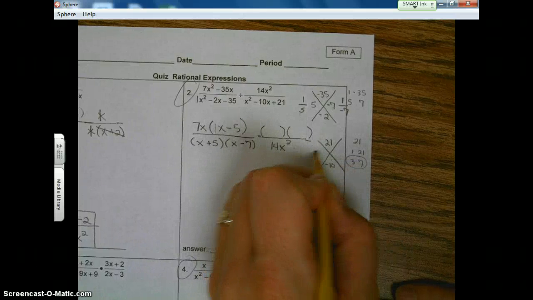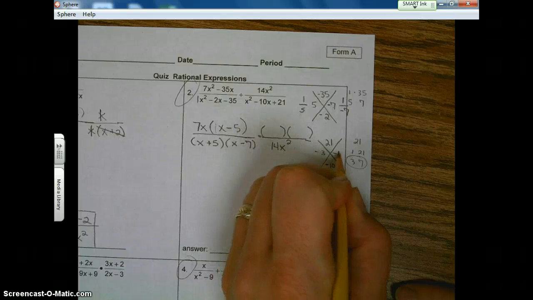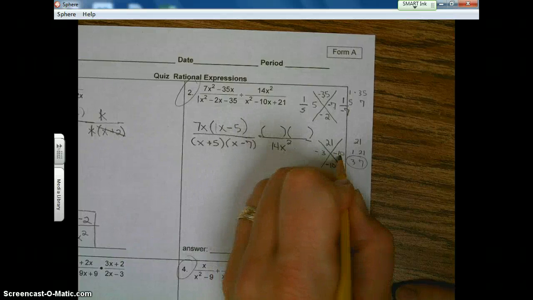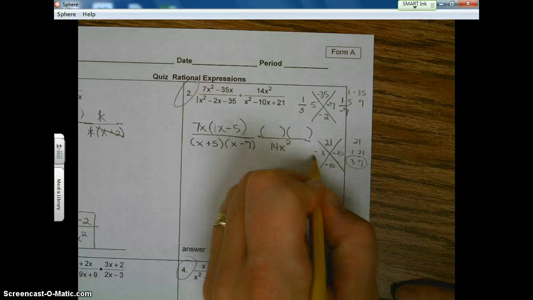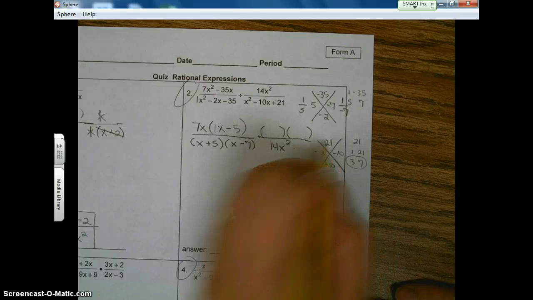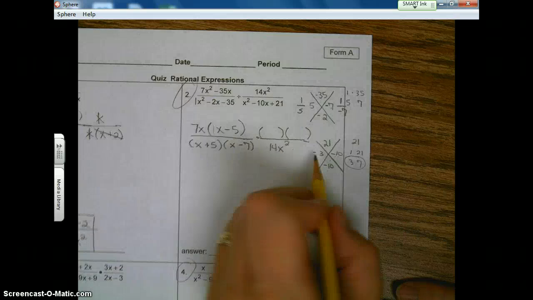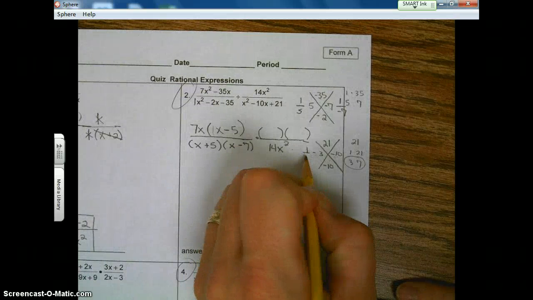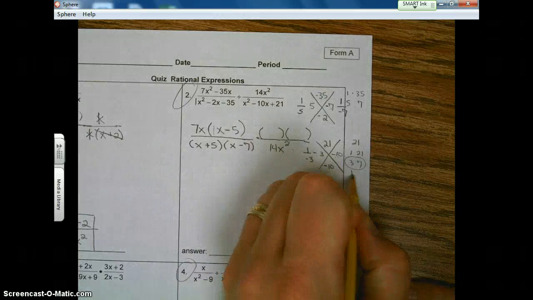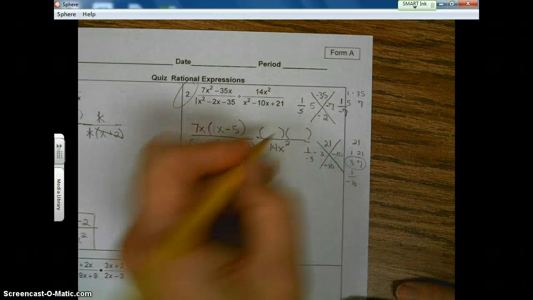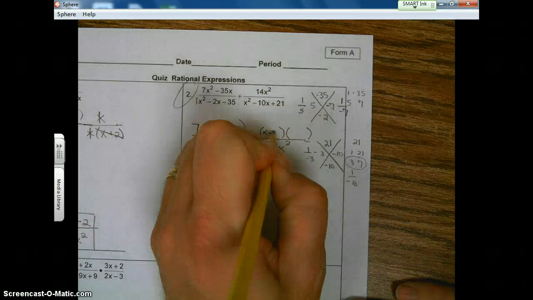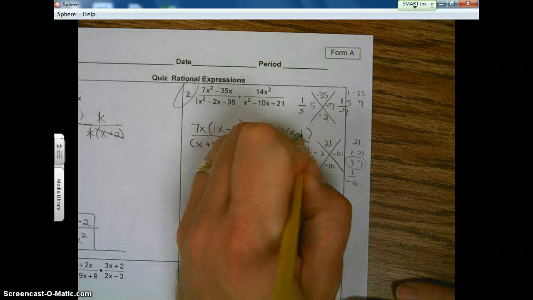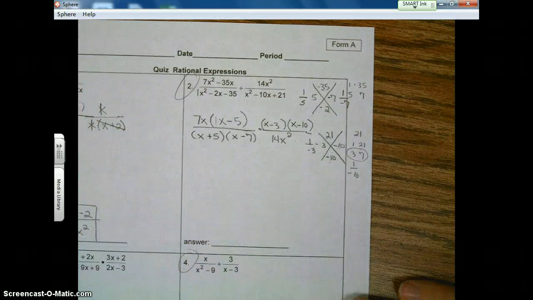So I want them to be negative. A negative plus a negative is a negative. A negative times a negative is a positive. So our a value goes on top, 1 over negative 3, 1 over negative 10. So x minus 3, x minus 10. Canceling.